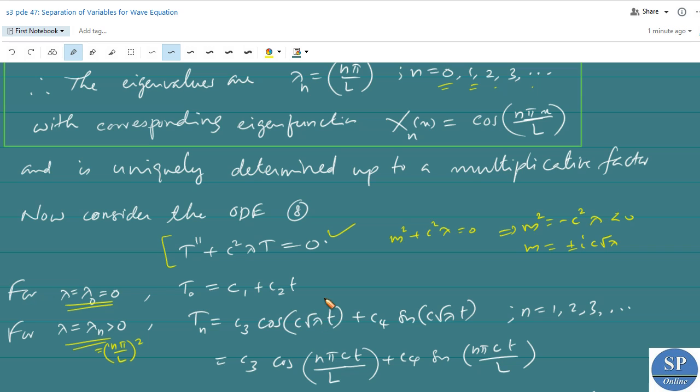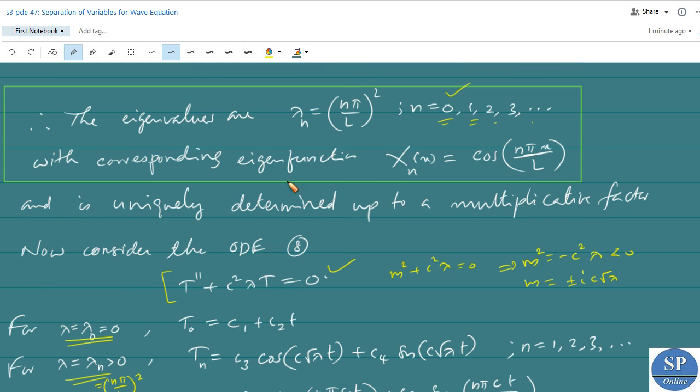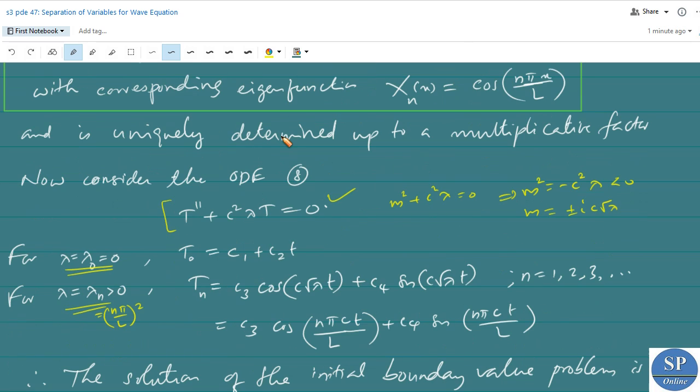When we apply, root lambda is equal to, lambda n is equal to n pi by L whole square. So root lambda is equal to n pi by L. So we have here c3 into cos n pi ct by L plus c4 sin n pi ct by L, replacing the value of root lambda. Okay, root lambda is n pi by L, right?